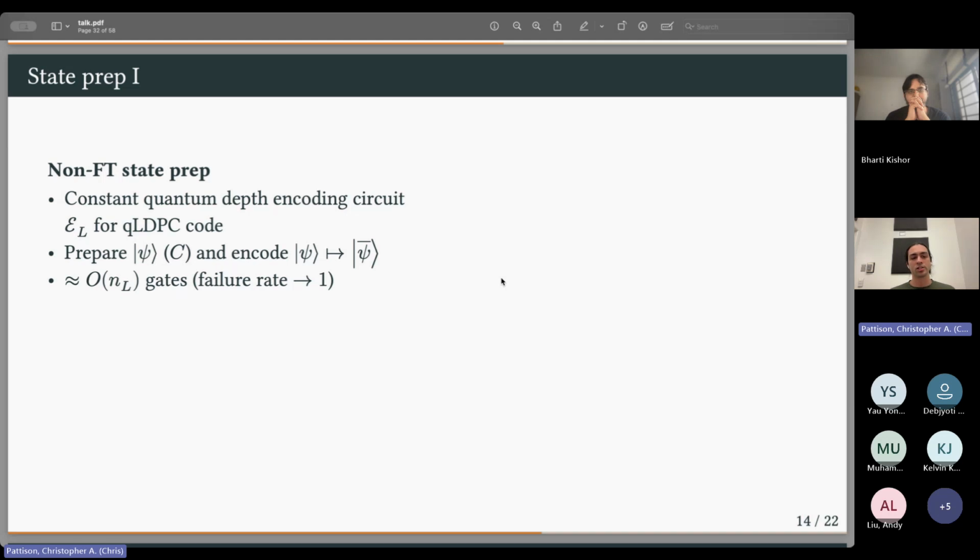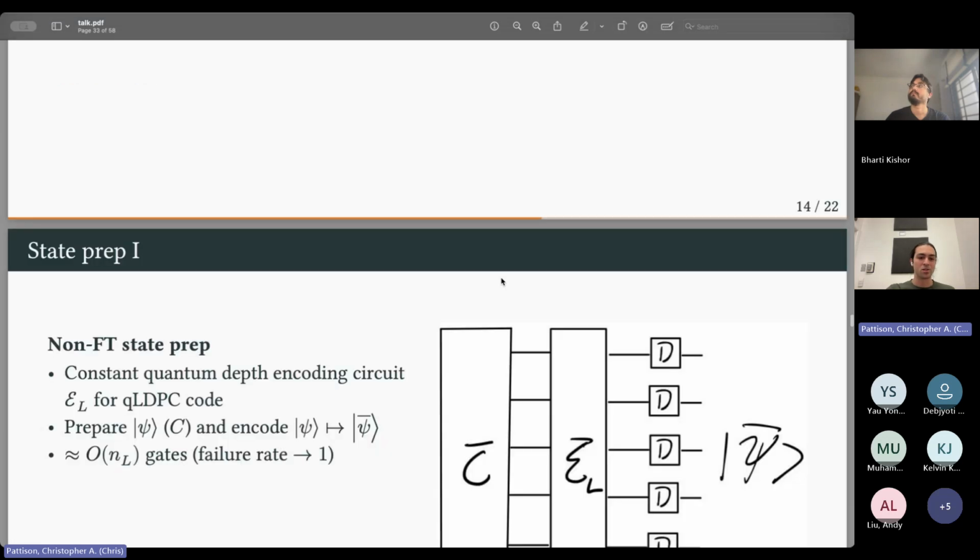So the construction is that we can just write down a constant quantum depth encoding circuit for our quantum LDPC code. It's not fault tolerant or anything like that. And so to prepare the resource state, I'm just going to prepare the resource state unencoded, and then encode it into my code block. Okay, that has a super constant number of gates, so the failure rate of this thing is going to go to 1. No surprise here.